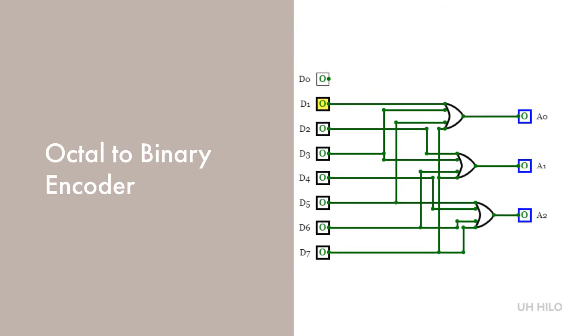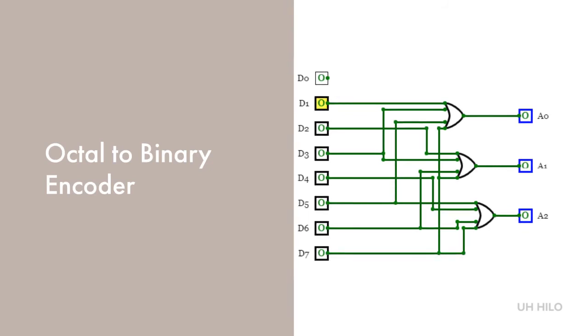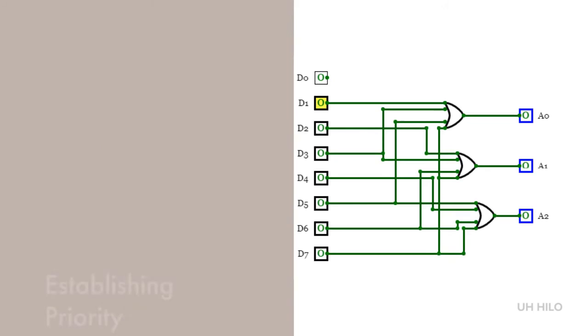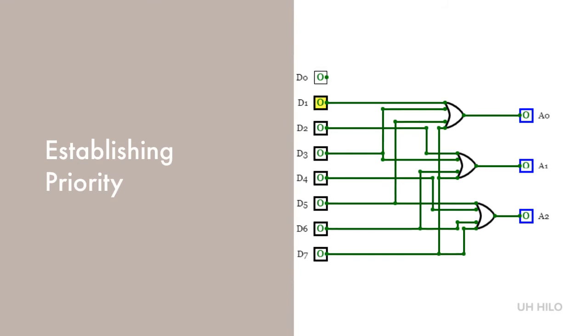The encoder just defined has the limitation that only one input can be active at any given time. If 2 inputs are active simultaneously, the output produces an incorrect combination. For example, if D3 and D6 are simultaneously 1, the output of the encoder will be 111, because all 3 outputs are equal to 1. This is neither a binary 3 nor a binary 6. To resolve this, we need to establish an input priority so that only one input is encoded. We establish a higher priority for inputs with higher subscripts.